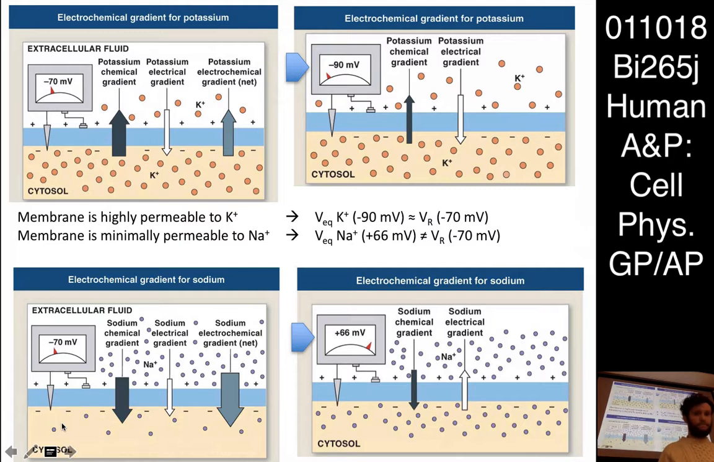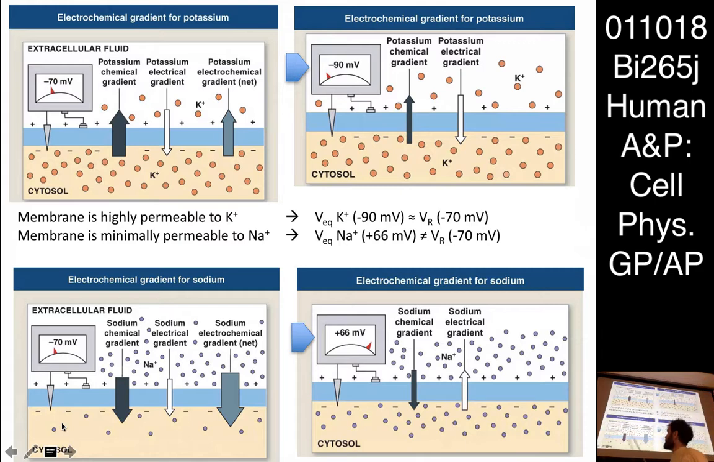Yeah. But is chemical gradient only? The chemical gradient is specific to potassium. The electrical gradient is specific to any cation. Okay? And so the net electrochemical gradient is net outside. It wants to go outside.